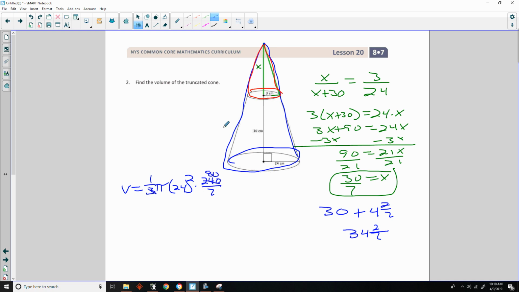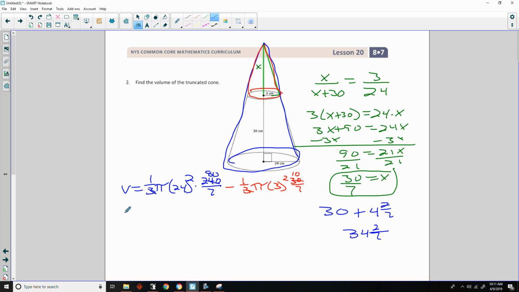And then I need to subtract the red one, minus 1/3 pi radius squared times the height, which is 30 over 7. And this 30 will be reduced to 10 by dividing by 3. 30 divided by 3 is 10. Okay, so now I can finish this.